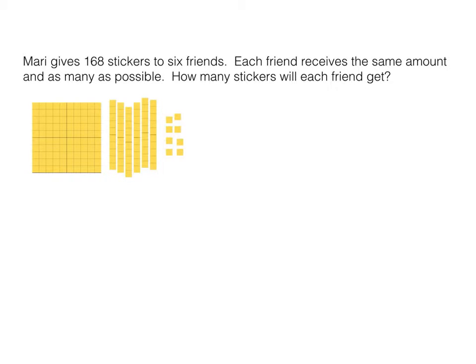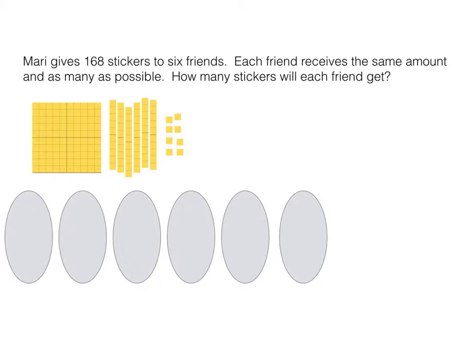Using base 10 blocks, most children will pull out a flat to represent the 100, 6 rods for the 60, and then 8 singles. They also will most likely either create through drawing or actually physically get baskets or something like that to represent the 6 friends. As the teacher, you would record the symbolics so far as 168 being divided by 6.